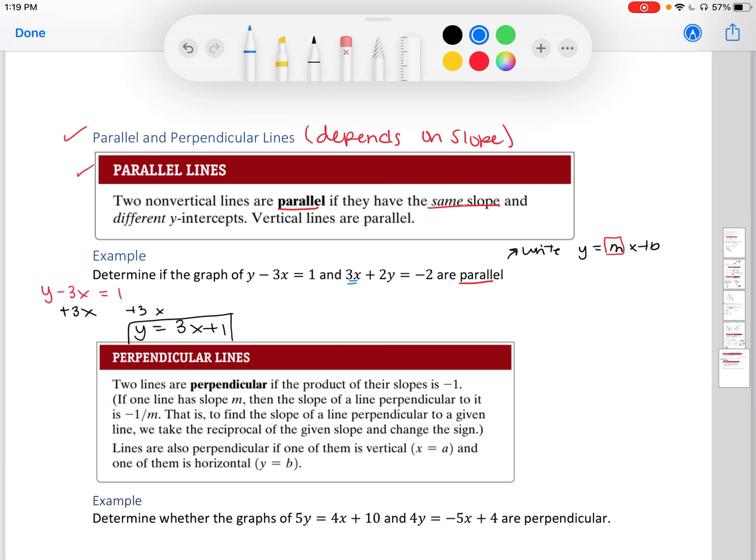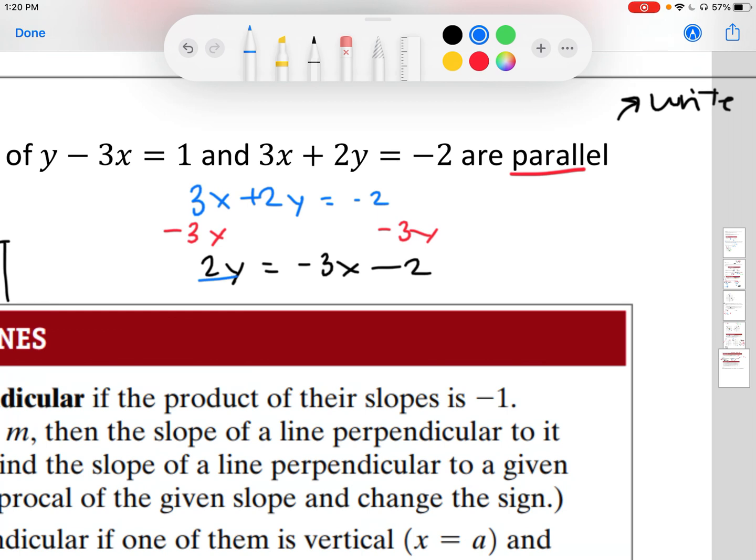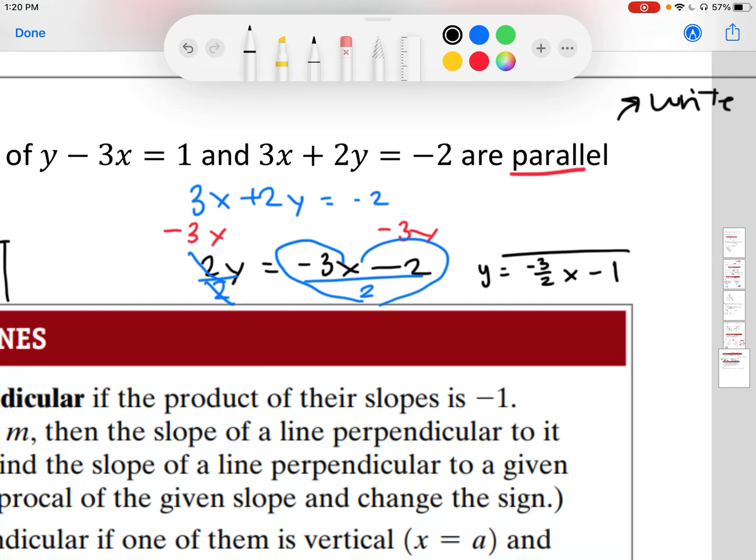Let's look at my second line. So I have a 3x, that looks promising, but let's get y by itself first. So we have 3x plus 2y equals negative 2. Let's subtract 3x from both sides. And we're left with 2y equals negative 3x minus 2. Let's divide by 2 to get y by itself. The 2 divides the 3 and the 2. And we're left with y equals negative 3 over 2 x minus 2 divided by 2, which is 1.